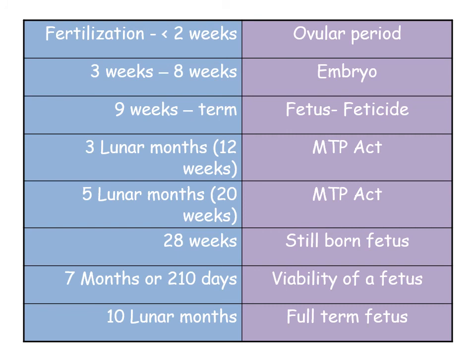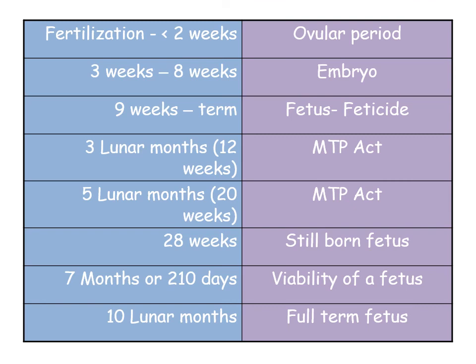As you know, at less than 2 weeks after fertilization, it is the ovular period. At 3 to 8 weeks, it is called an embryo. From 9 weeks to term, it is a fetus, and destroying it is feticide. At 12 weeks or 3 lunar months, the MTP Act applies.